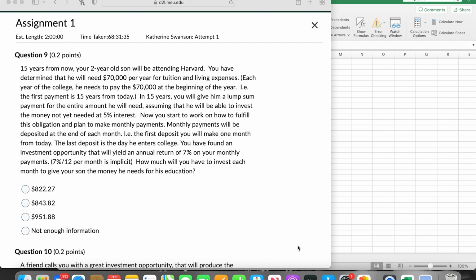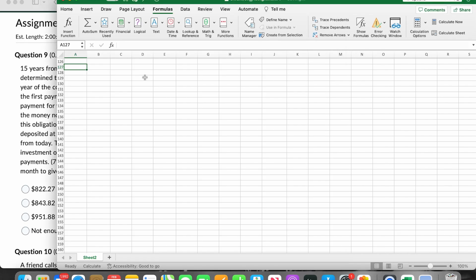Your 2-year-old son will be attending Harvard in 15 years, and you've determined that he will need $70,000 per year for tuition and living expenses. You want to give him a lump sum for the amount needed, assuming that he will be able to invest the money not yet needed at 5% interest. So monthly, in order to do so, you will make monthly payments, and you found that your annual return is 7% on your monthly payments. So how much will you need to invest each month to give your son the money he needs for school?